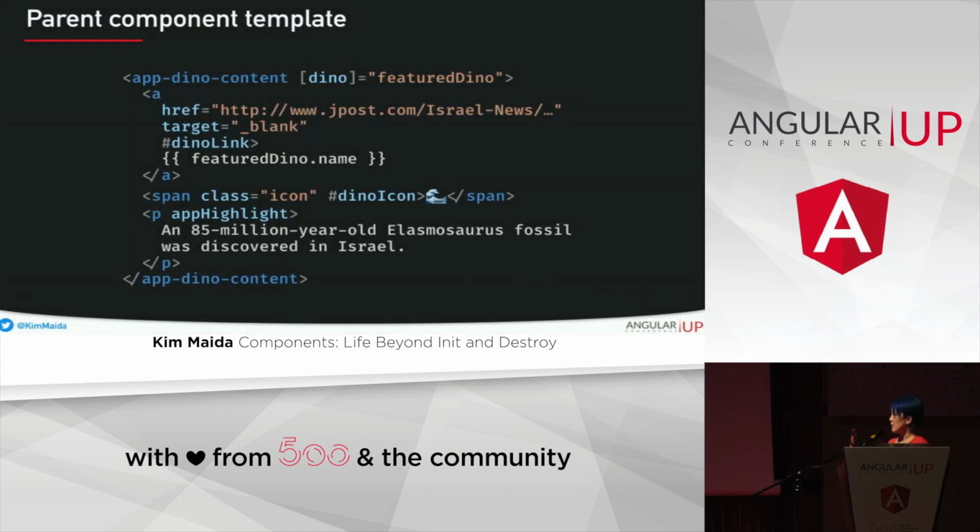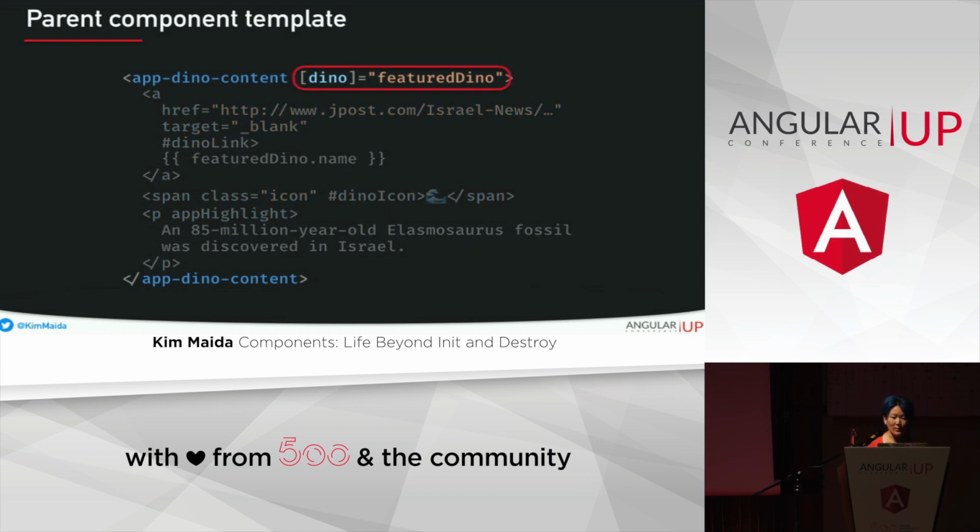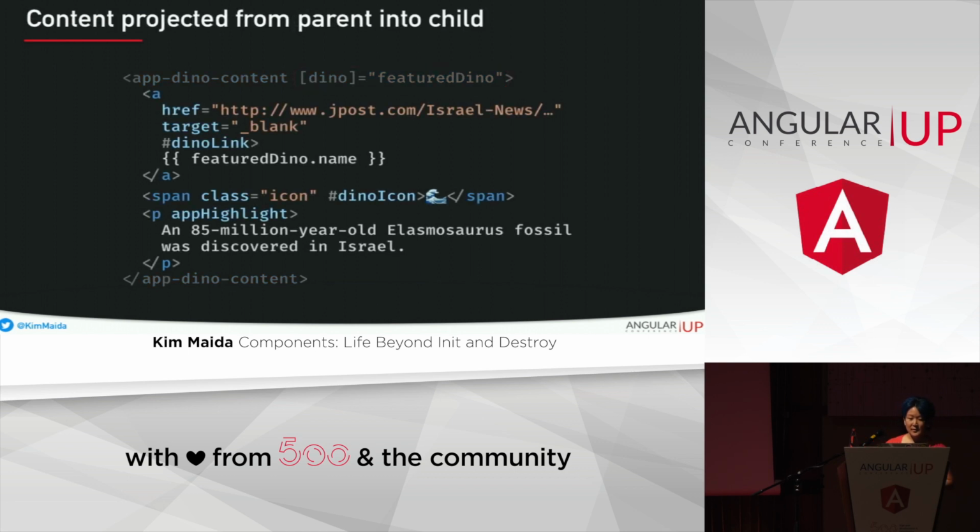So this is what the parent component template looks like while it's displaying this child component. We have our input with the featured dino object. It's just a single object that contains the information for that particular dinosaur. And then we have content that's projected into the child from the parent. So we have a link. Again, this is going to look very familiar to before, but now we're using sort of semi-real data. We have our icon, and then we have our highlighted info with the directive on it.